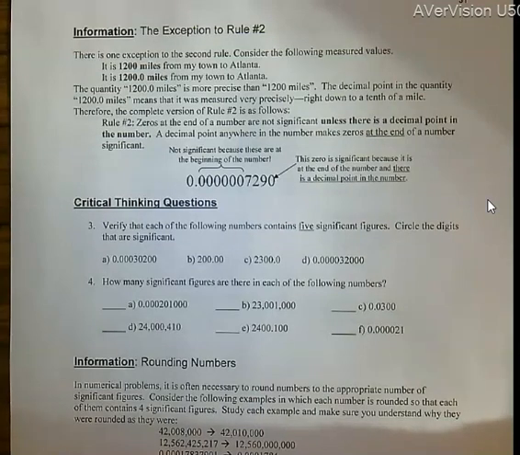The decimal point in the quantity 1,200.0 miles means that it was measured very precisely, right down to a tenth of a mile. Therefore, the complete version of rule number 2 is as follows. Zeros at the end of a number are not significant unless there is a decimal point in the number. A decimal point anywhere in the number makes zeros at the end of a number significant.